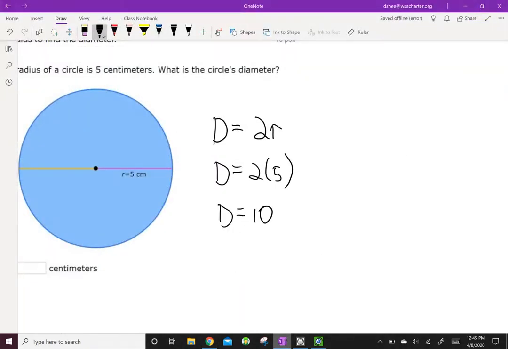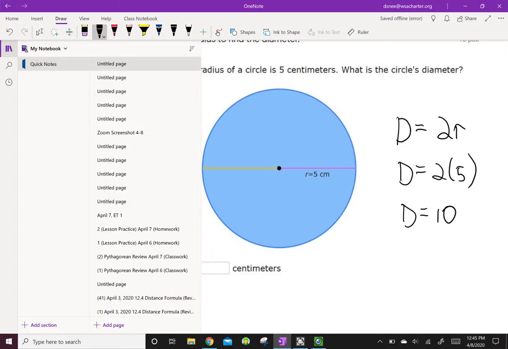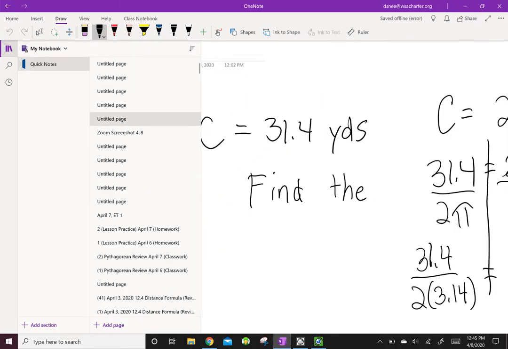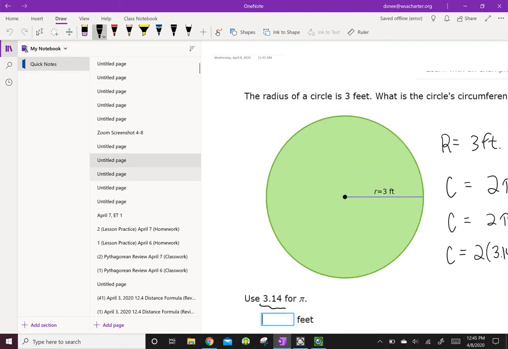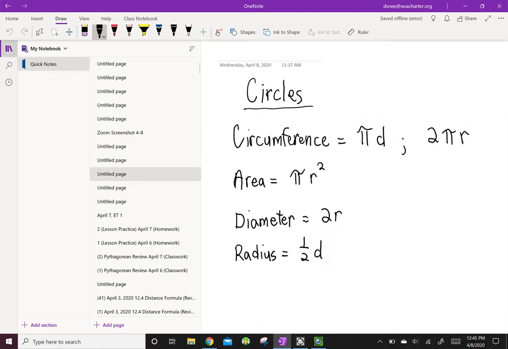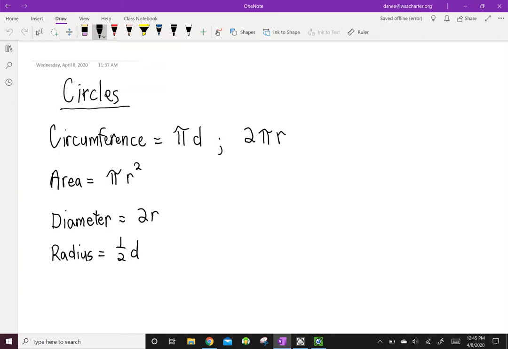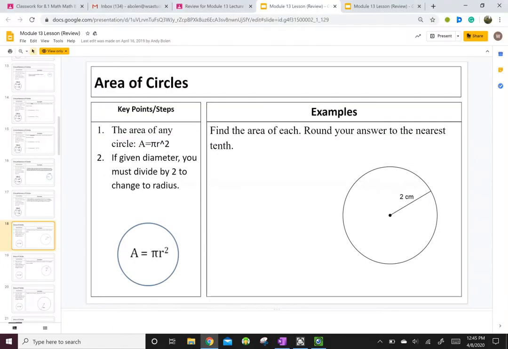Let's see here. I think we wrote these down. Right here. These are all the formulas that we wrote: the circumference, the area, the diameter, and the radius. These are the formulas that we used to solve problems for our homework today. And that's what we did in the Zoom meeting. We did a few of the problems. Okay, I'm going to close this. You can pause. You should write those down so you can do your work.